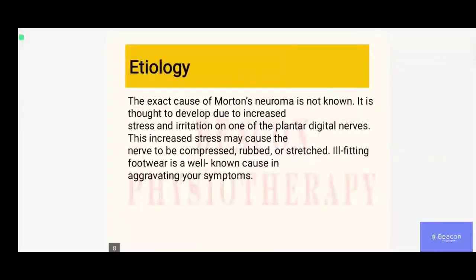Etiology: the exact cause of Morton's neuroma is not known. It is thought to develop due to increased stress and irritation on one of the plantar digital nerves. This increased stress may cause the nerve to be compressed, wrapped, or stretched. Ill-fitting footwear is a well-known cause in aggravating your symptoms.